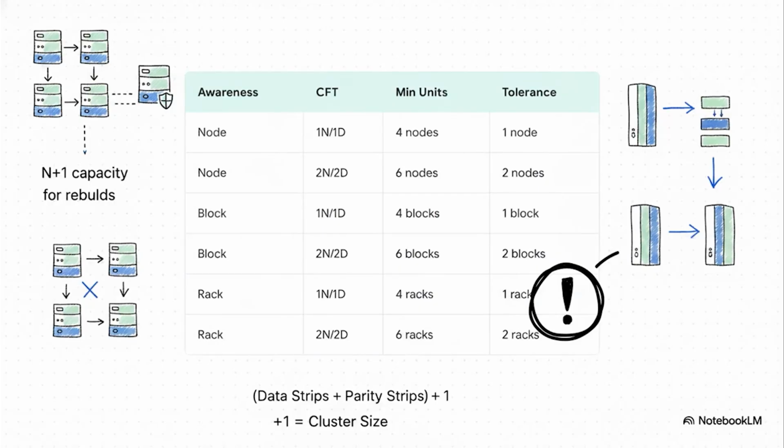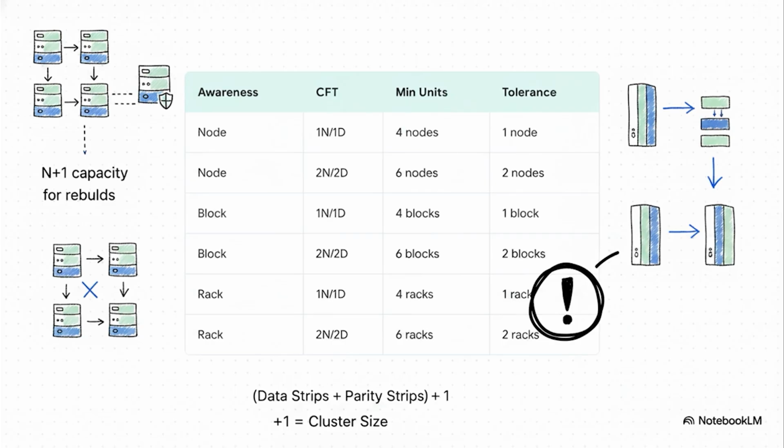Looking at the numbers we've pulled straight from the Nutanix documentation, you can see how this builds out across different awareness levels. Notice how a desired awareness of node with a 1n/1d fault tolerance perfectly aligns with our 4-node minimum. If you want 2n/2d tolerance, meaning you can survive 2 simultaneous failures, you literally must have at least 6 nodes. The exact same logic scales up whether you're designing for node, block, or rack awareness.